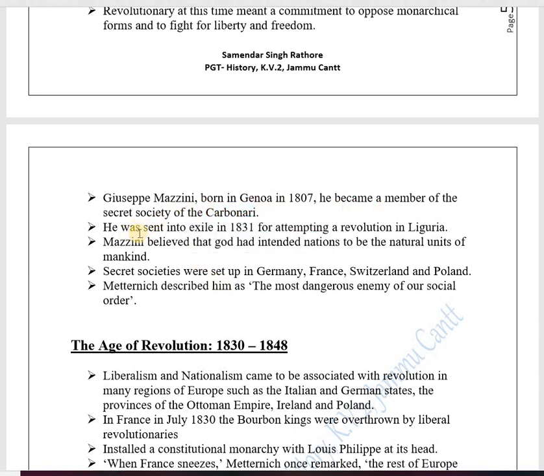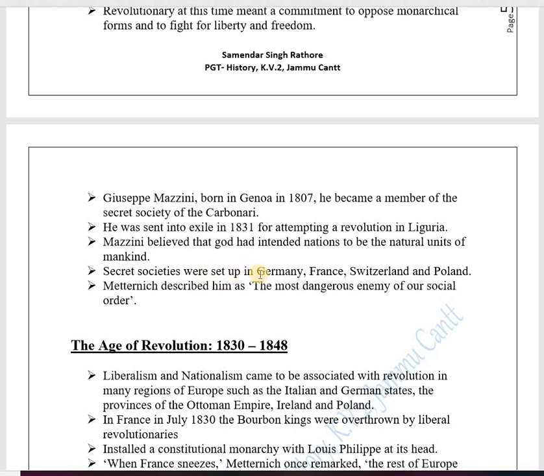Now Mazzini was sent into exile in 1831 for attempting a revolution in Liguria. So he went underground. Now Mazzini believed that God had intended nations to be natural units of mankind. So Mazzini believed that it was God who had intended that all people should be free and the nation should be built and the nation should work for the welfare of the people.